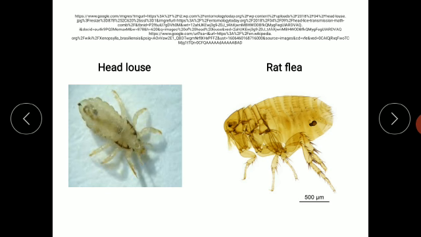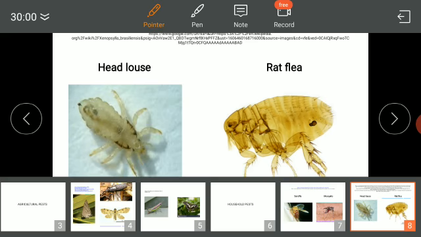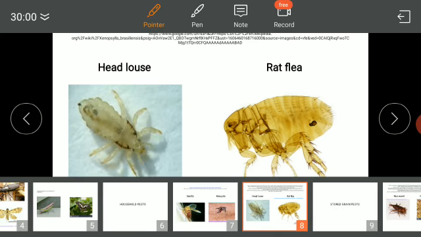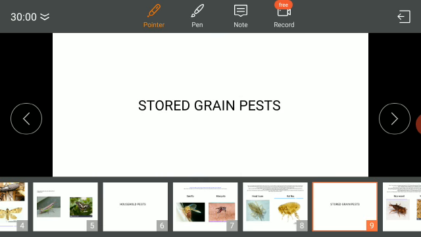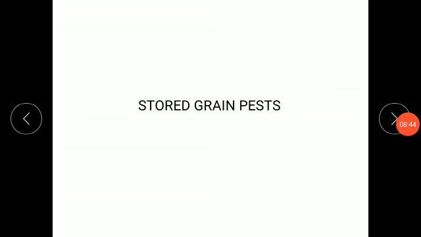So all these are the different examples of the second type of pest. We call it a household pest. Next to the household pest, we study the next type, that is the stored grain pest.